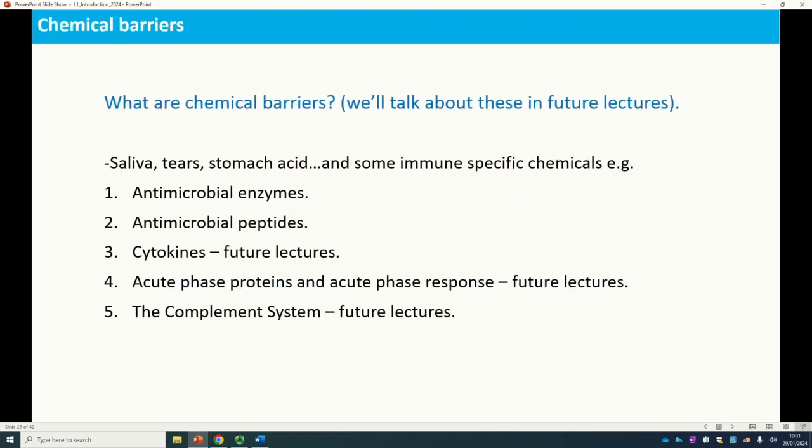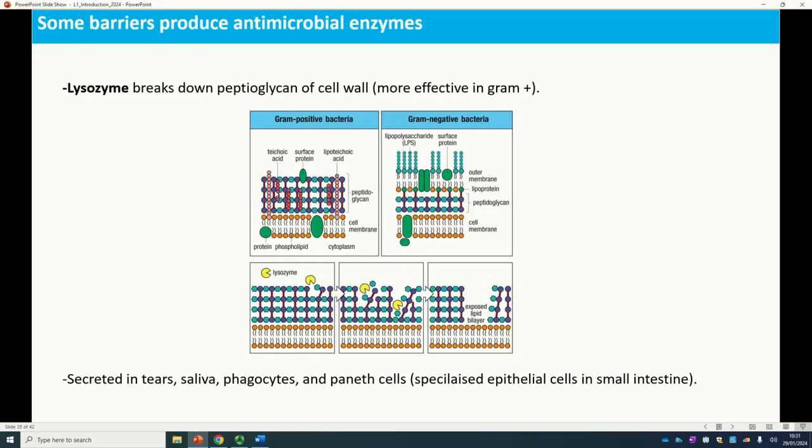So let's have a look now at some of the chemical barriers. Some of these we'll talk about in the upcoming lectures as well. So we have saliva, tears, and the stomach acid, so the low pH that we talked about earlier. And then we also have some immune-specific chemicals as well. So these can be antimicrobial enzymes, antimicrobial peptides, cytokines that we'll talk about in the future, and then acute phase proteins and the acute phase response, which we'll also talk about in the future, and the complement system as well. But we'll just have a look at a couple of these today.